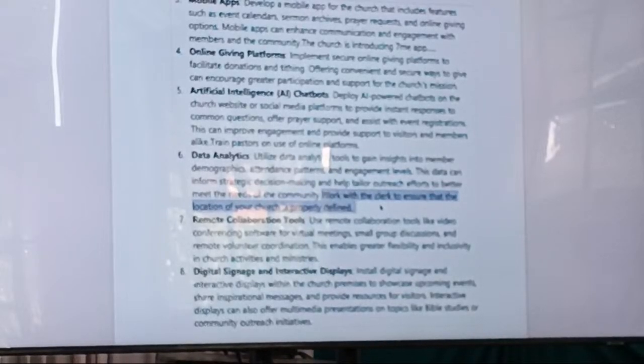So communication is not just a matter of making sure that the PA system and the microphones are working on a Sabbath morning, but the communication department is a very important pillar of the church, especially in this generation.